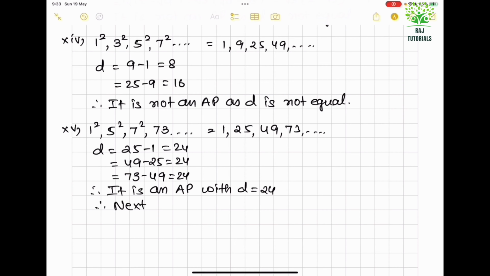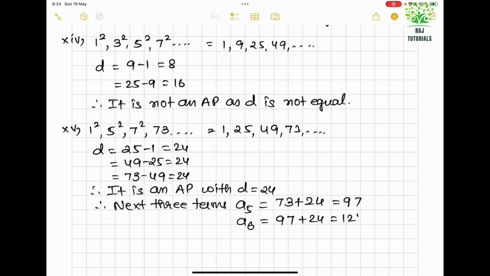Therefore, next three terms, A5 will be 73 plus 24, 97. A6 will be 97 plus 24, so 121. And A7, 121 plus 24, so 145.